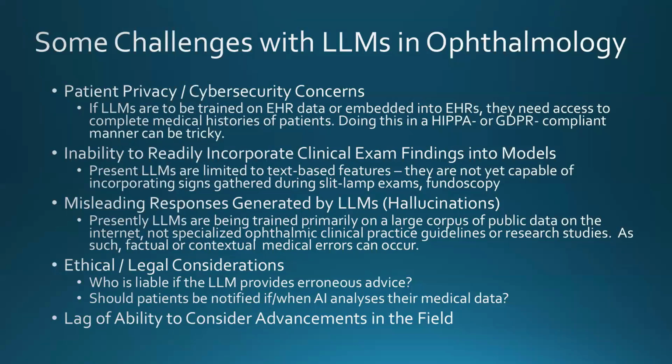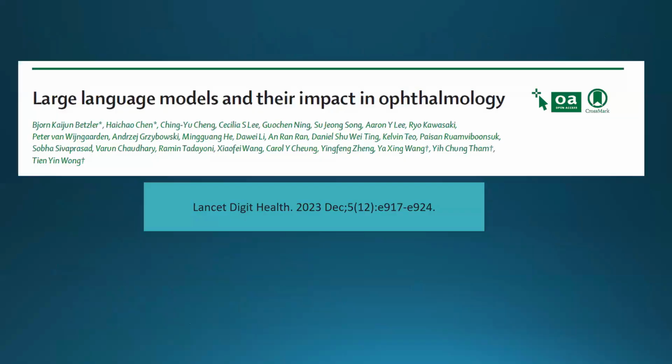The models are primarily being trained on a large corpus of public data on the internet and not specialized ophthalmic data. So sometimes the models can come up with answers that are just not factually correct. There are legal and ethical considerations. Who's liable if the model provides erroneous advice? Should patients be notified every time their medical data is accessed by one of these models? And then there's a lag in the ability to consider advancements in the field.